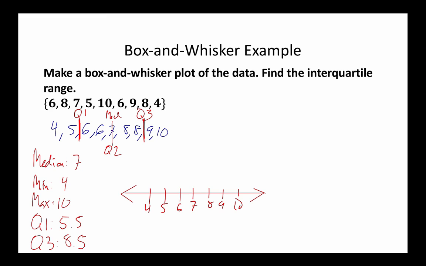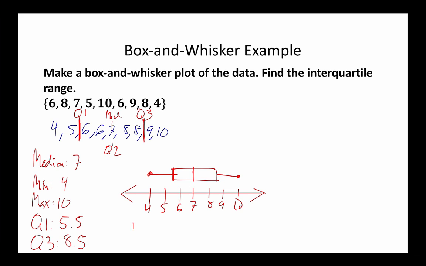Now remember, for box and whisker plots, we put a dot at the minimum and a dot at the maximum. We draw a line at the median. We also draw a line at the first quartile, halfway between 5 and 6. We draw a line at the third quartile, halfway between 8 and 9. And we make that into a box. Then we connect the box to the whiskers.